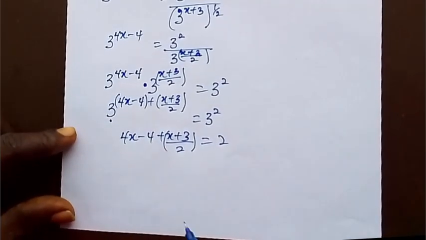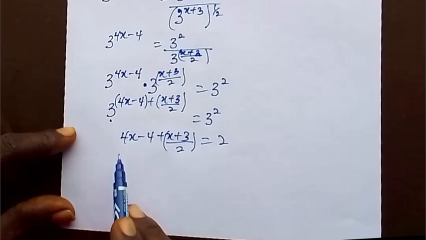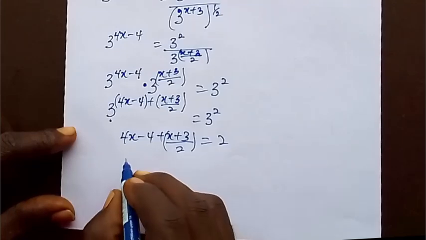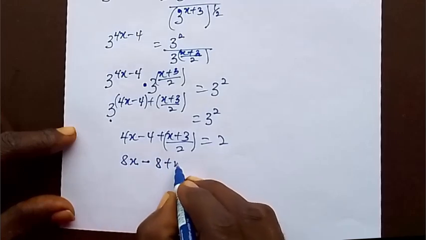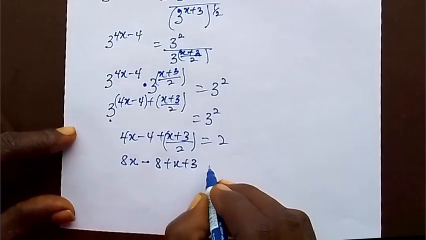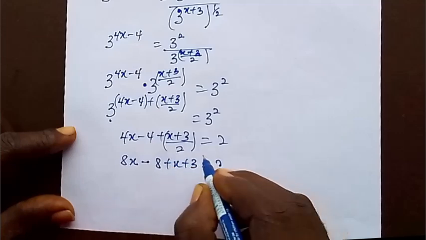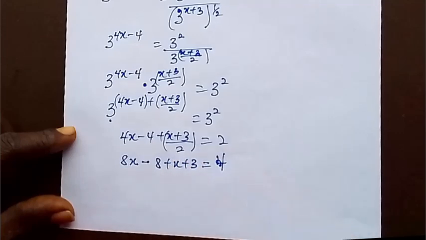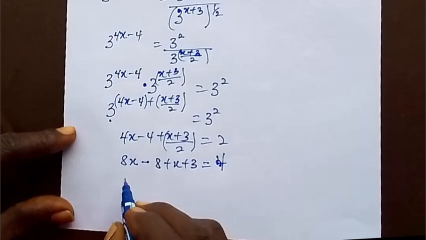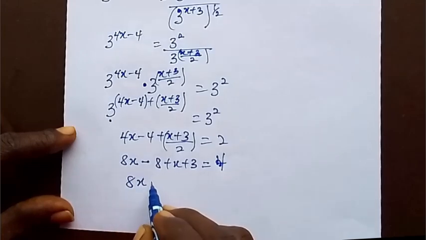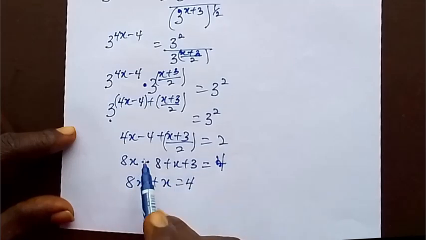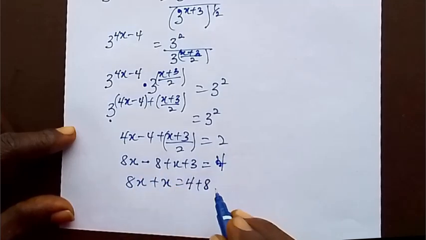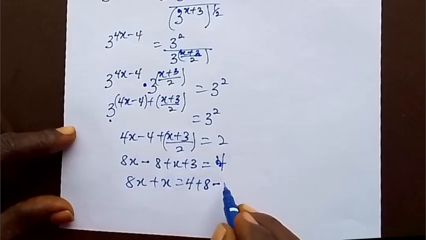From here, we simplify this, and this is going to give us 8x minus 8 plus x plus 3. This is equal to, this 2 multiplying here, giving us 4. We group our like terms and simplify. 8x plus x here equals 4. Minus 8 will come here as plus 8. Then plus 3 comes here as minus 3.